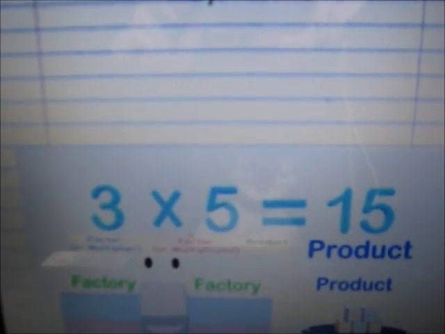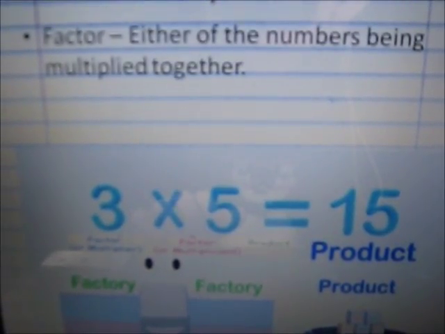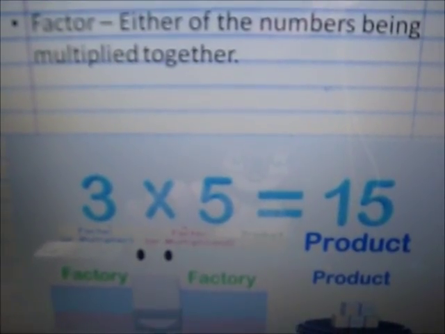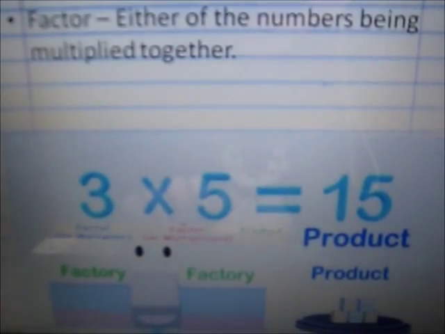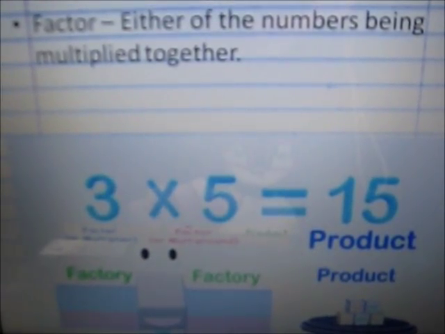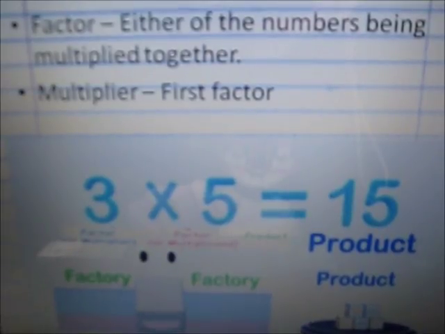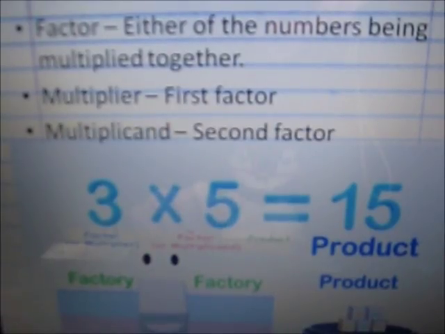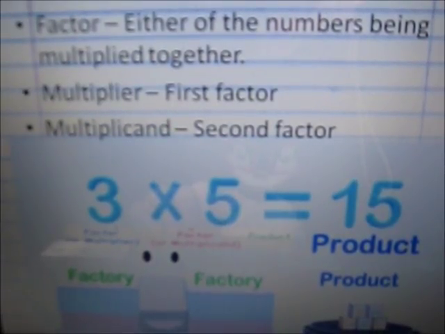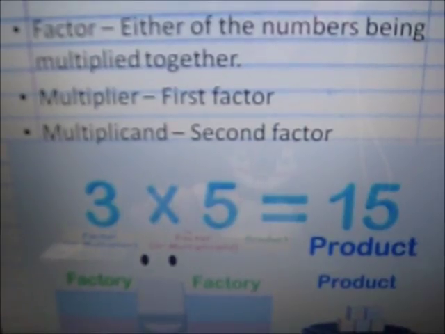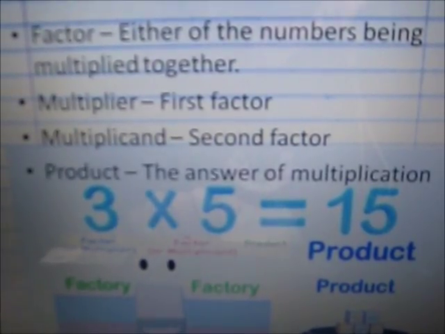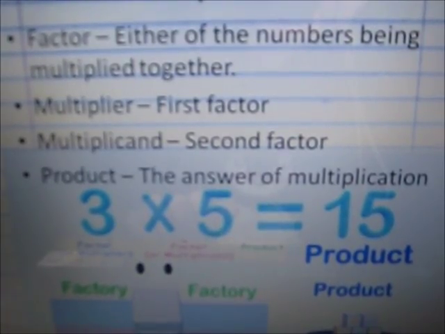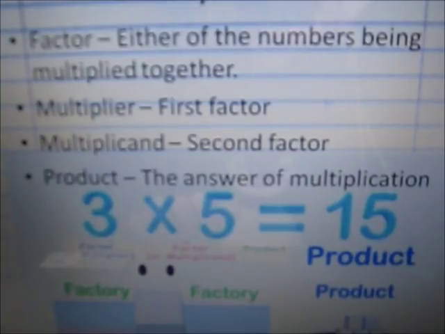And now some key terms that you're going to need. Factor, either of the numbers being multiplied together. In this case, 3 and 5 are both factors. Multiplier, the first factor. In this case, the number 3. Multiplicand, the second factor. In this case, the number 5. Product, the answer of multiplication. In this case, 3 times 5 equals 15. The product is 15.